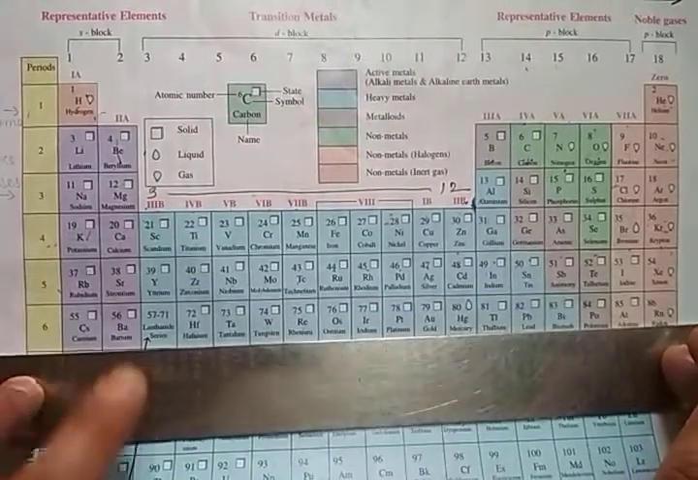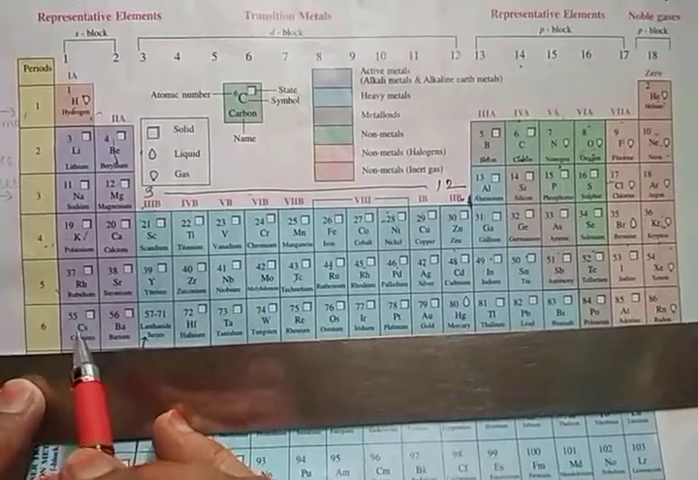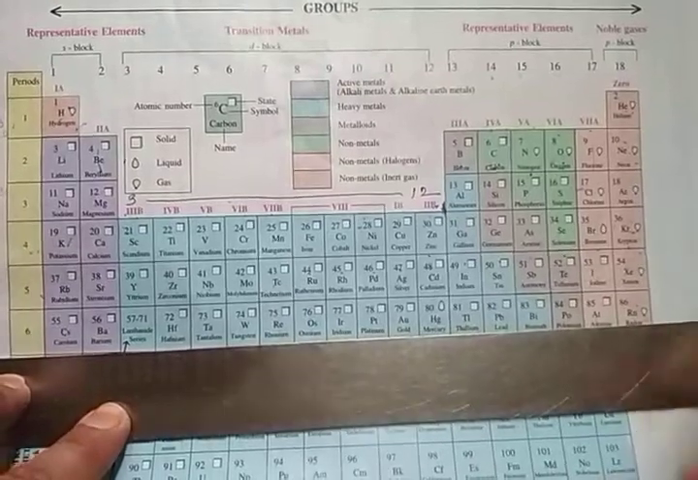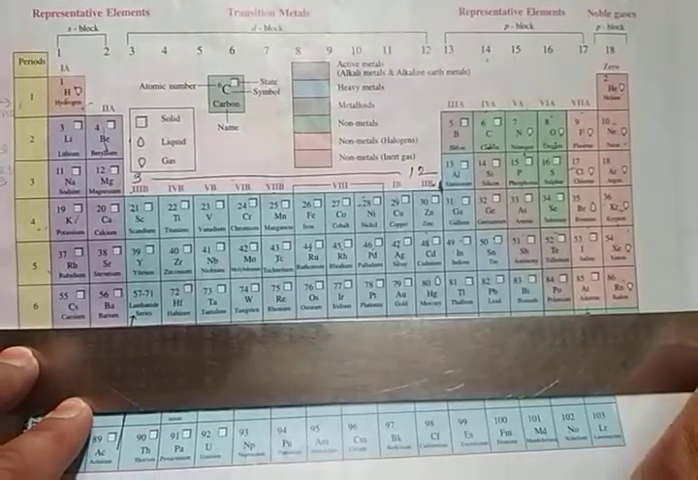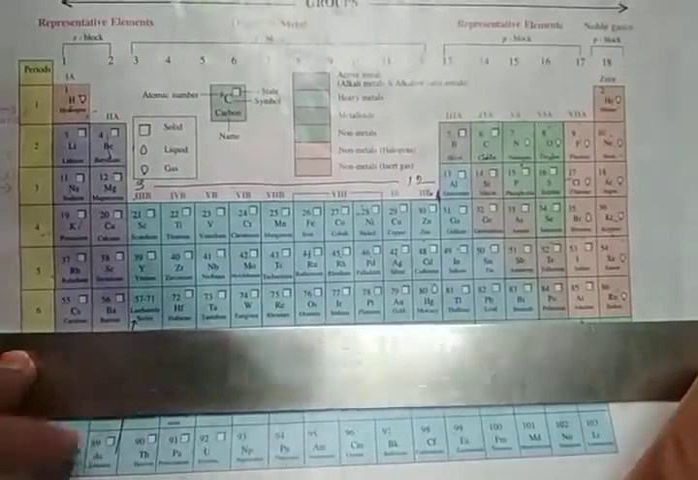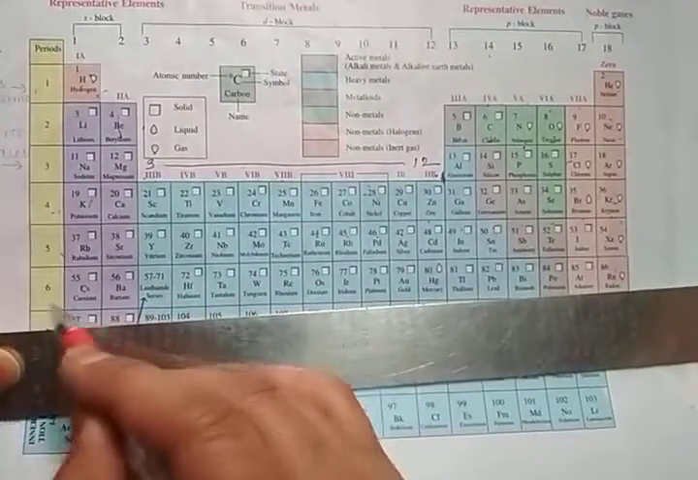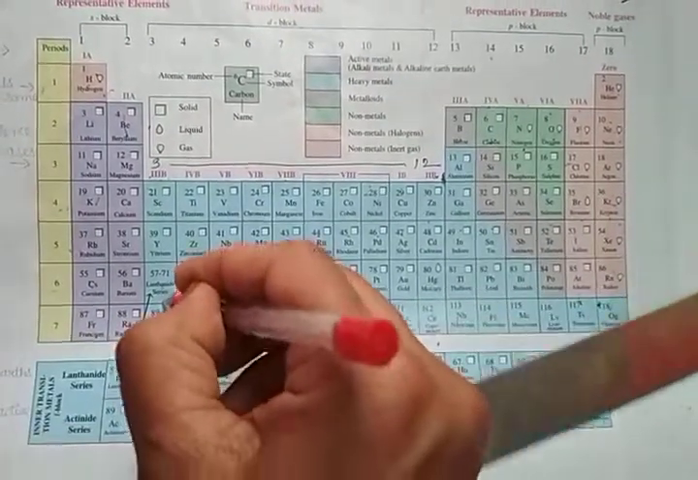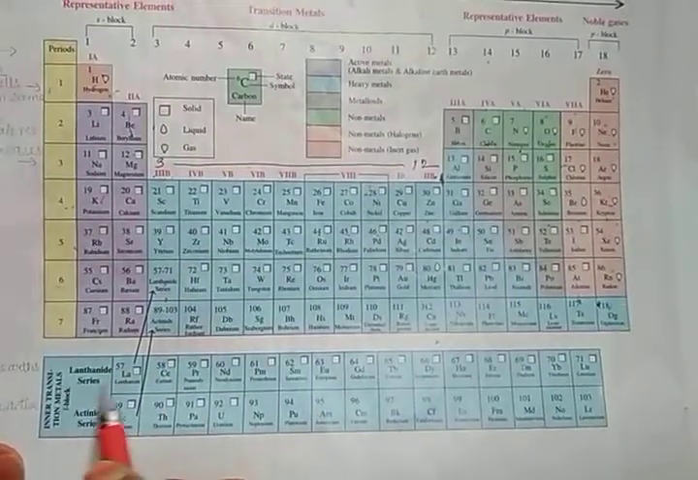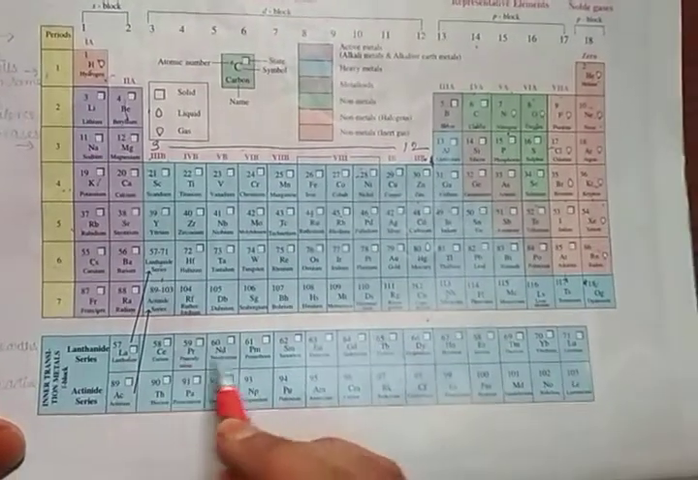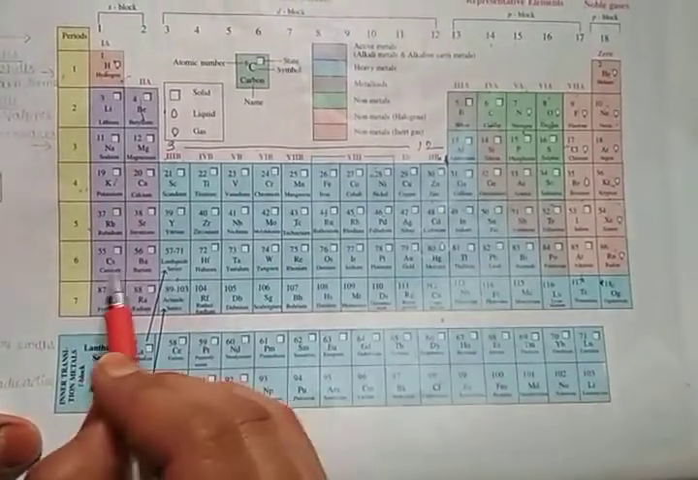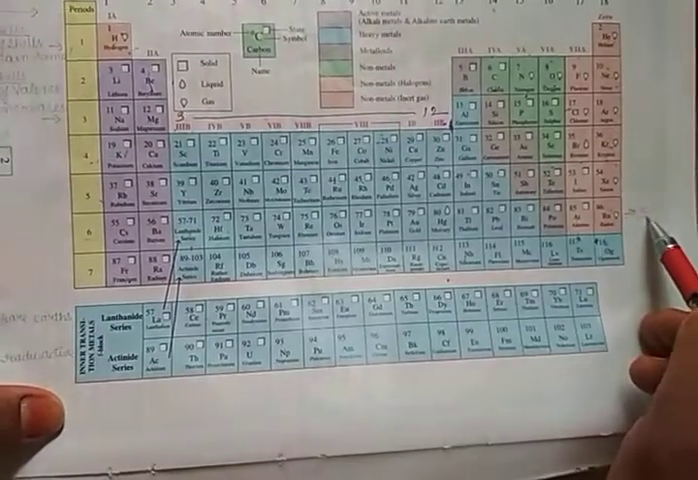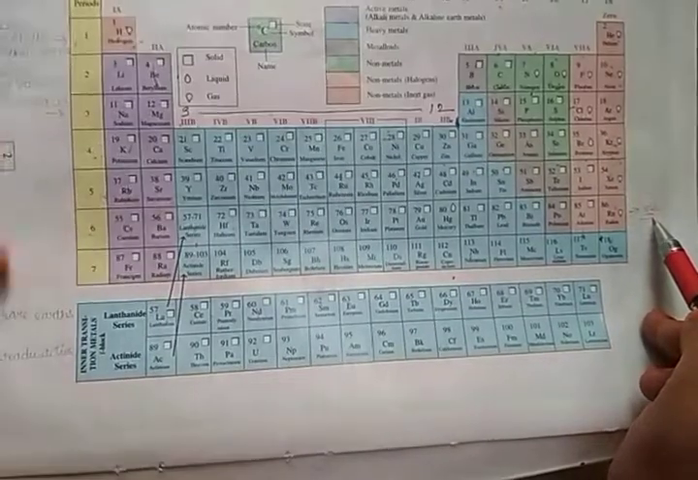Now the sixth period starts with cesium 55 and ends at radon 86. It contains a total of 32 elements, because of that it is the longest period. Now why does it contain 32 elements? Because in the sixth period of the third B group we can see this arrow which shows the lanthanoid series. Due to the presence of these 14 elements, along with the other elements of the sixth period, it contains a maximum of 32 elements, that's why it is the longest period.